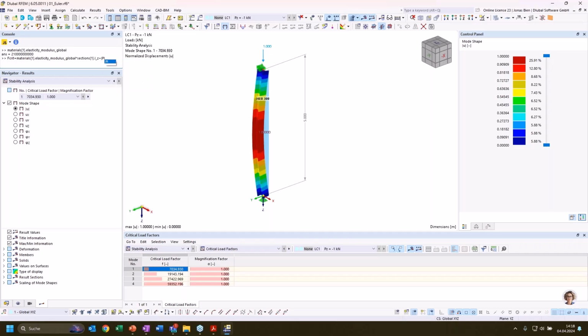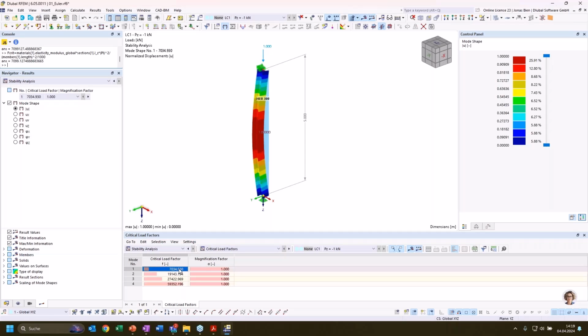Then I multiply it with pi to the power of 2 and divide it by the length of the member. This is member number 1. You can also access this here. And of course, I have to also square this. And if I hit enter, now we get the result for this formula as 7,100,000 Newton. I need to divide it by 1,000 and I get the result in kilonewtons.